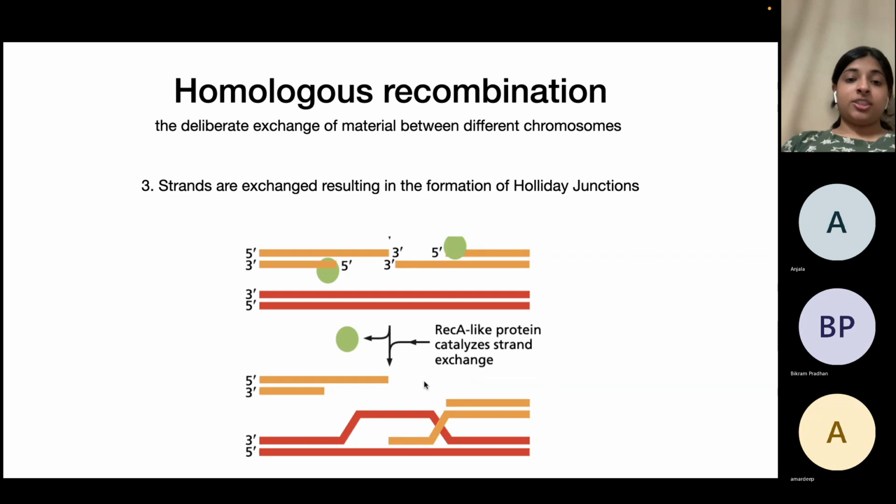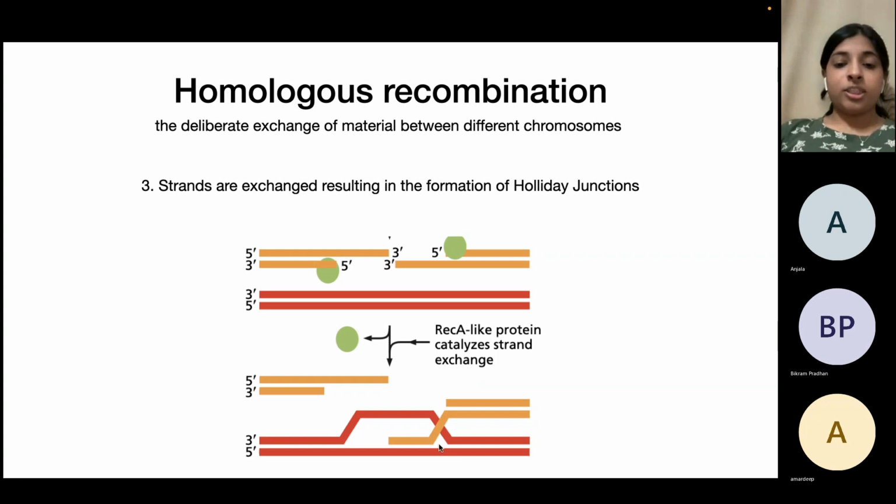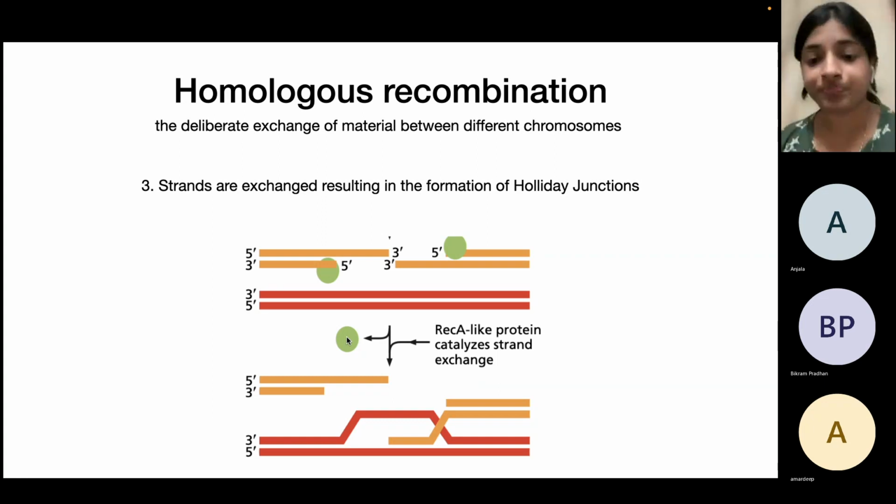The third step is the strand exchange. This is the most crucial step. This is what results in the exchange of genetic material between the two chromosomes. In fact, to imagine, it's very simple. There are 3' overhangs. Now, these 3' overhangs and the other chromosomes have very similar sequences because in essence, both of them are copies of the same chromosome.